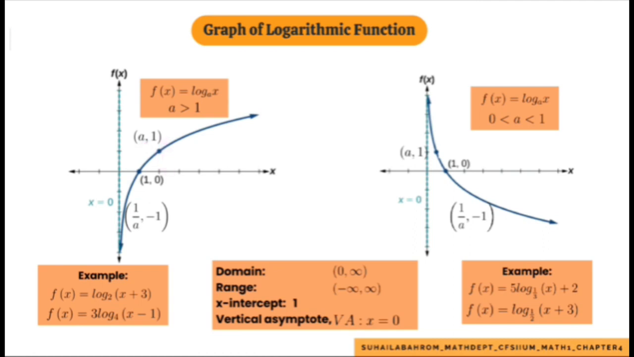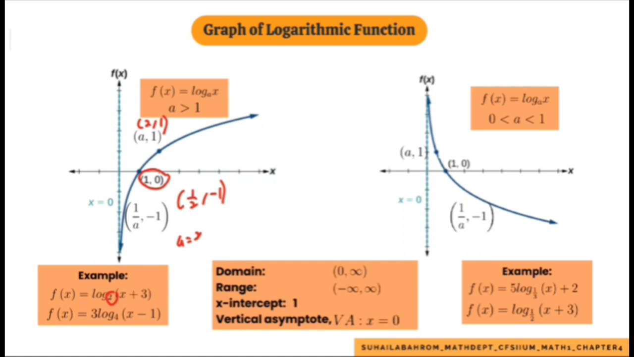So let's say for this case, our a here is equivalent to 2. Therefore, the coordinate here will be (2, 1). The coordinate here is (1, 0), and the coordinate here is (1/2, -1). So these are the 3 basic points on the basic graph of the log function with the base a greater than 1.